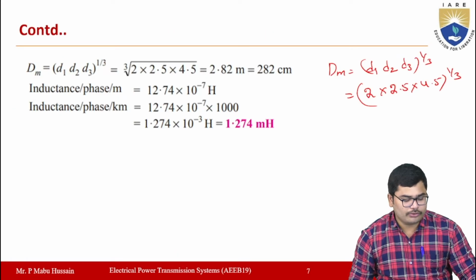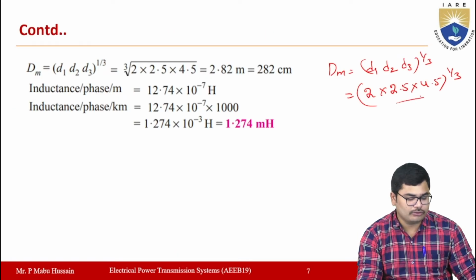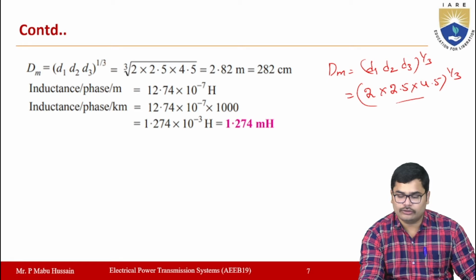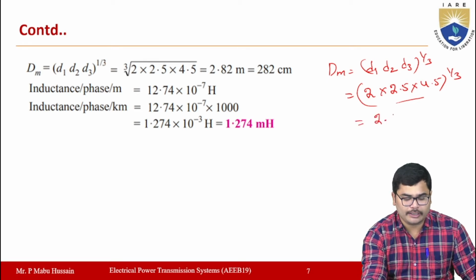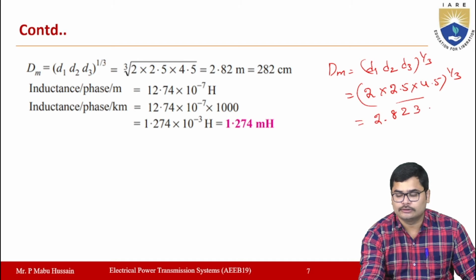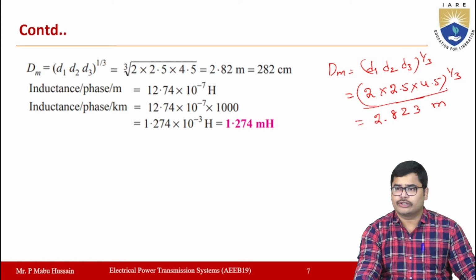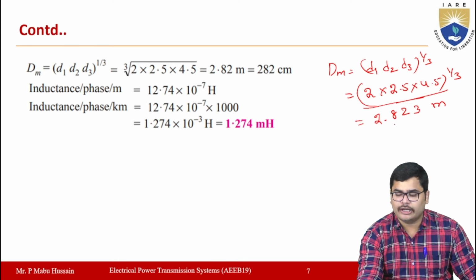Okay. So now you calculate this value. So what is the value you will get? 2 into 2.5 into 4.5 whole to the power of 1 by 3. Now if you calculate this value, you get 2.823. So this value is in meters, right? Because all these here are in meters only. So 2.823 meters is the value of dm, right?